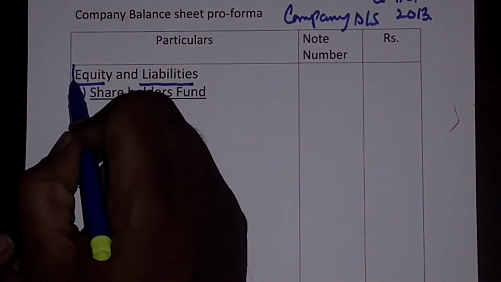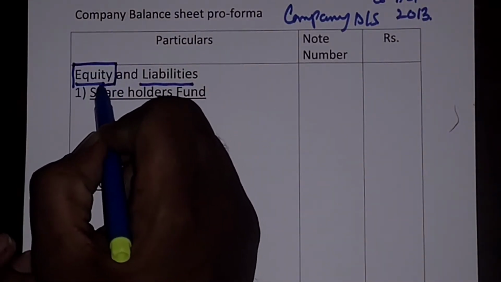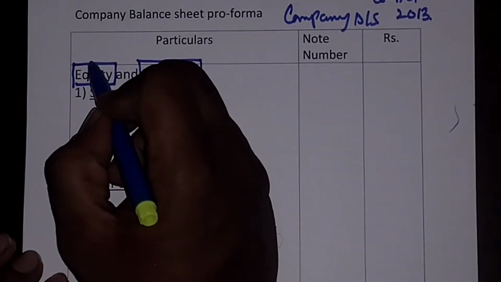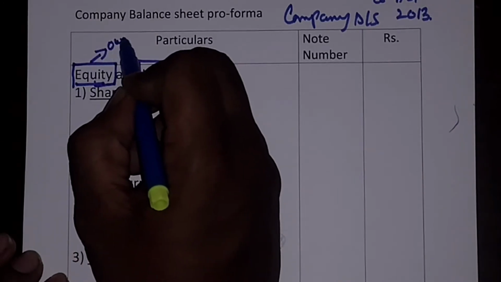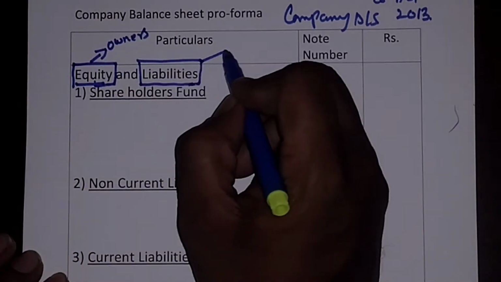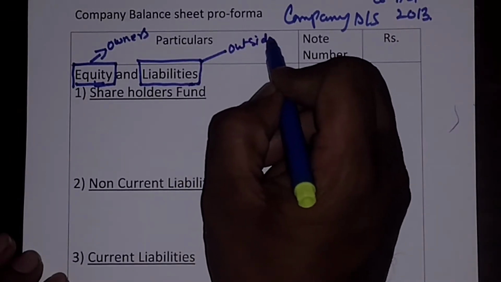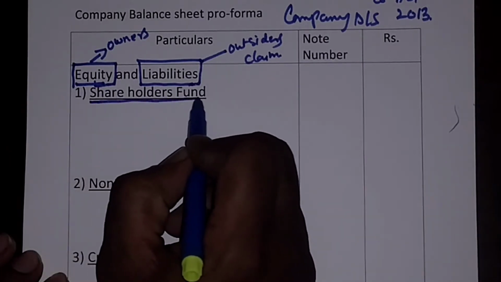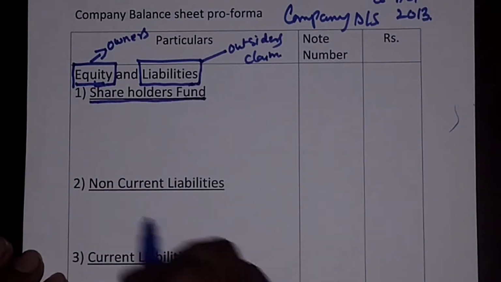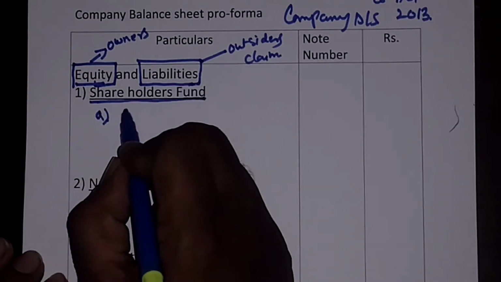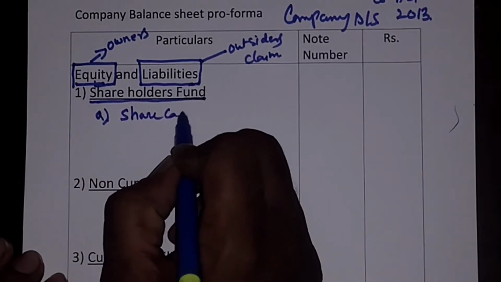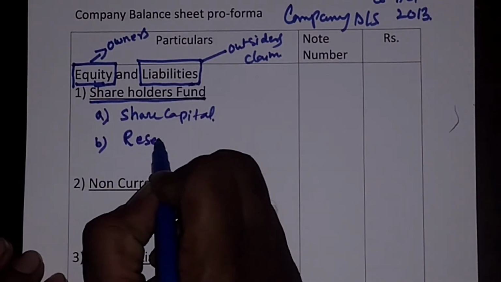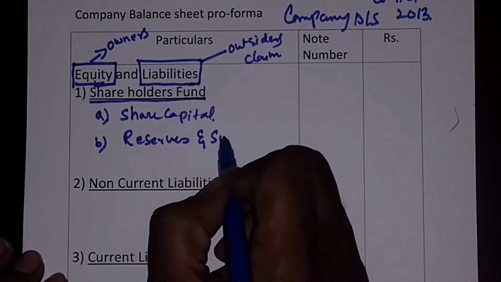This itself indicates two different portions. The first portion is equity and the second portion is liabilities. Equity is relating to the owner's claim. Liability is relating to the outsider's claim. The owner's claim is called the shareholders' fund. Under this shareholders' fund, the very first one is the share capital and the second one is the reserves and surplus.